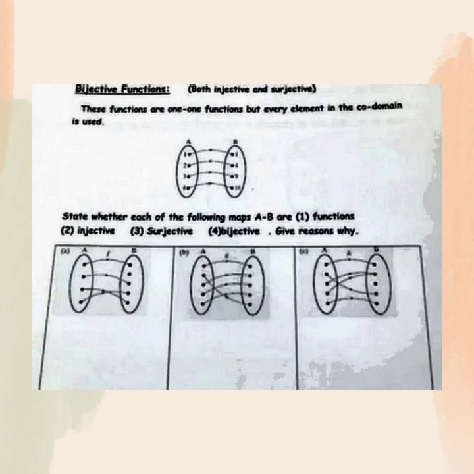Now moving on to our next type of function, which is the bijective function. A bijective function is a function which is both injective and surjective. These functions are one-to-one functions, but every element in the codomain is used. So remember, the condition for a surjective function was that every element in the codomain is used.